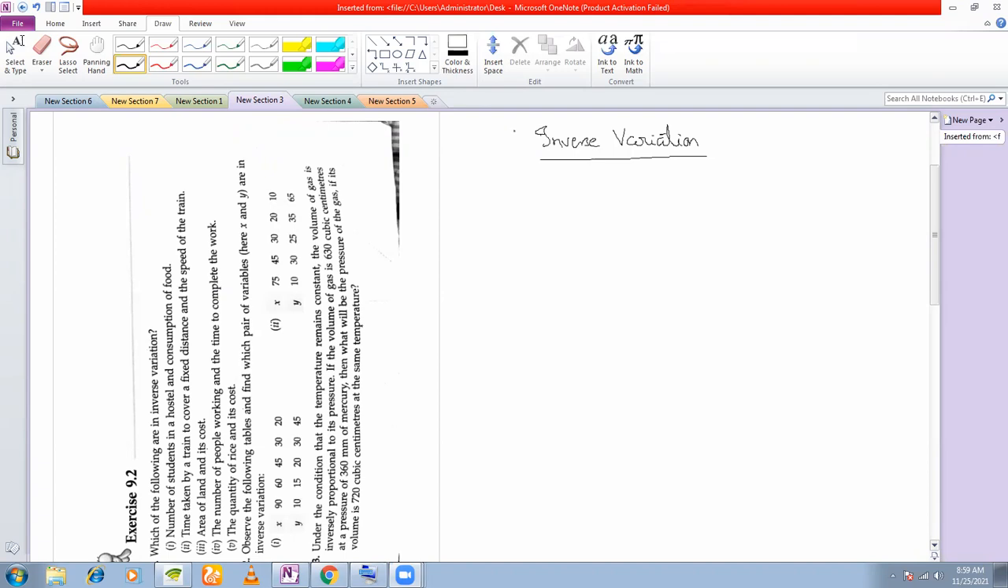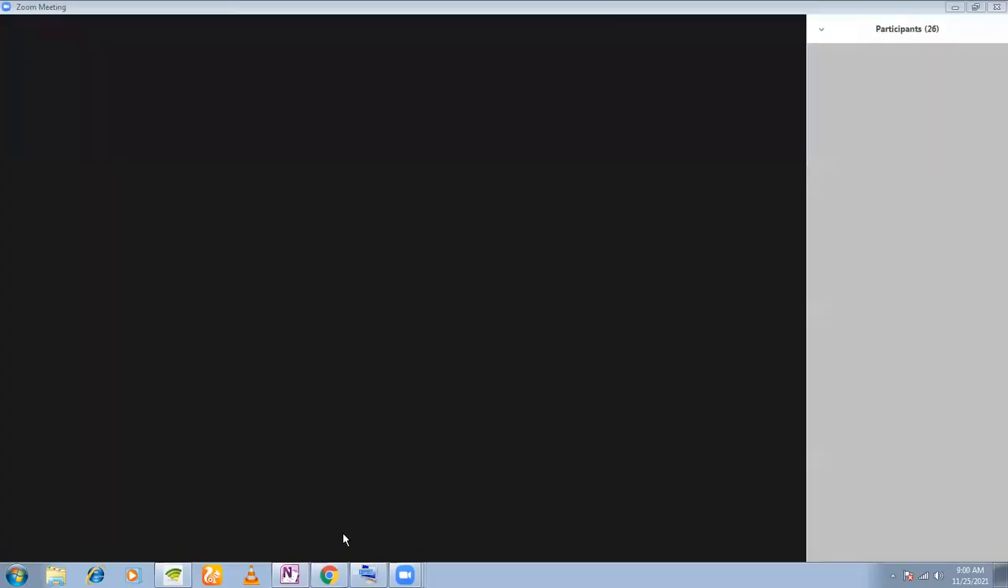Okay. In case of inverse variation, and what was the relation there for direct variation? As I told you, that x by y was a constant, right? Which we also write as x1 by y1 is equal to x2 by y2, right? This was the relation for your direct variation.